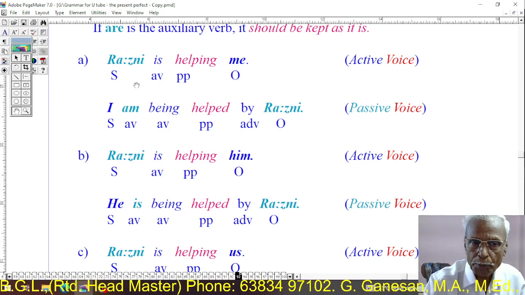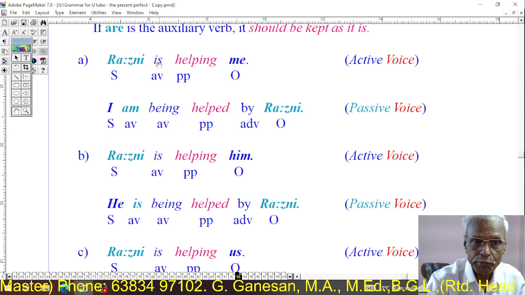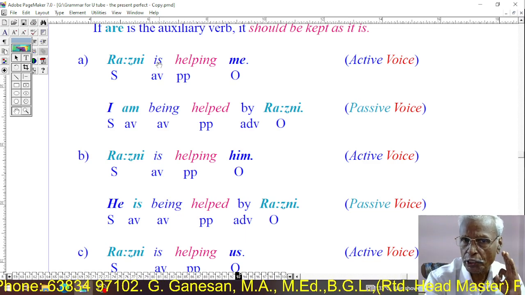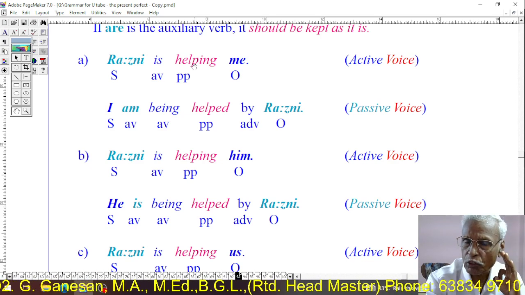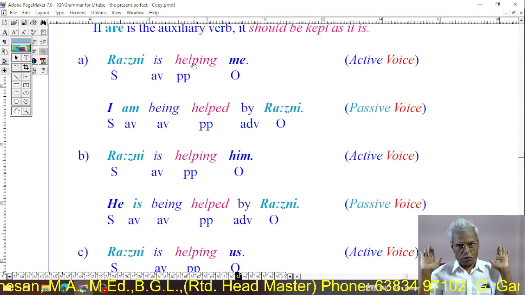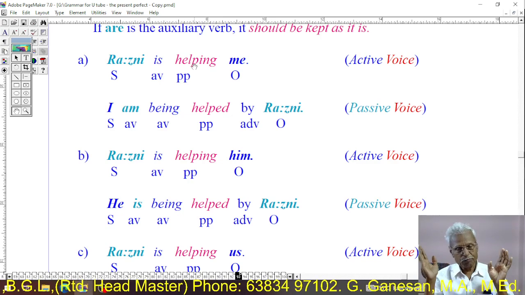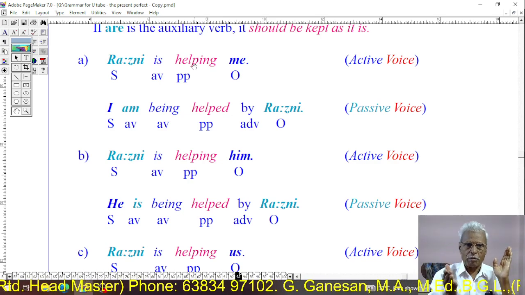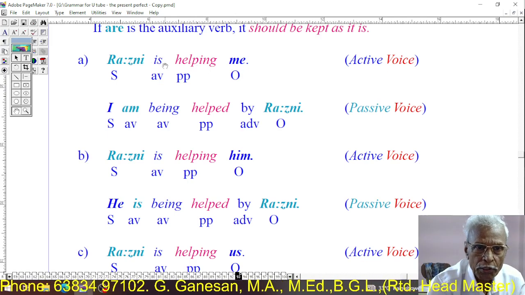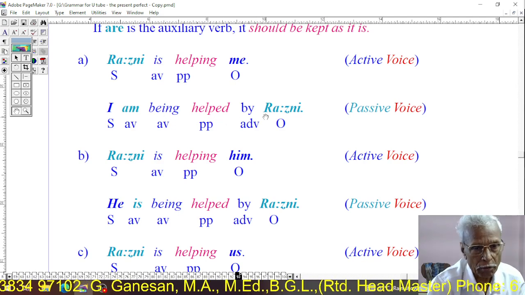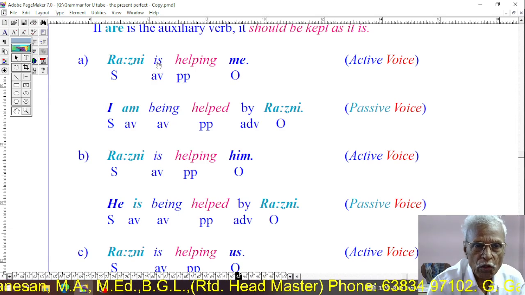Dear students, in the present continuous tense, there will be two verbs. The first verb is the auxiliary verb. Am, is, are. Of the three, any one of the auxiliary verbs will be there. The second verb should be the present participle of the finite verb. The first be verb should be am, is, are, according to the subject. And the second verb is the present participle of the finite verb. Okay? Now, Ronnie is helping me. I am being helped by Ronnie. As here the subject is I, we have changed is into am.